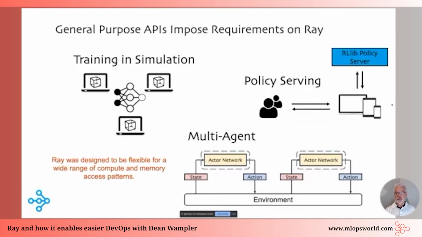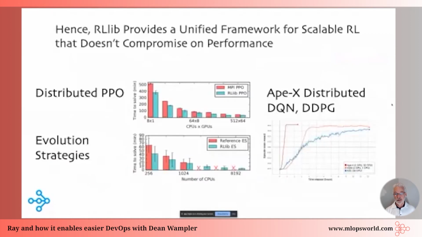So Ray was really born with this problem in mind, to be as flexible as needed for this diverse range of compute. But it's got to be efficient, right? So Ray does perform very well against some other implementations of some of the standard algorithms like proximal policy optimization, deep Q networks, and so forth.